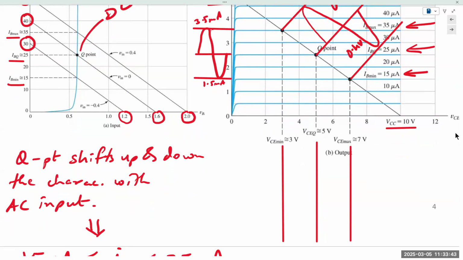No, when IB is max. When Vin goes max, when Vin is plus 0.4 volts, top of the positive half cycle, IB goes to 35 microamps. IC goes to its max value, which is again 3.5 milliamps. What is the value of VCE? 3 volts. So it's actually going like this. And when Vin goes to its negative, meaning the minimum value, which is minus 0.4 volts, IB goes to its minimum value, which is 25 microamps. IC also goes to its minimum value, which is 2.5 milliamps, and VCE goes to max value, which is 7 volts. Hence, 180 degrees out of phase when compared to Vin.